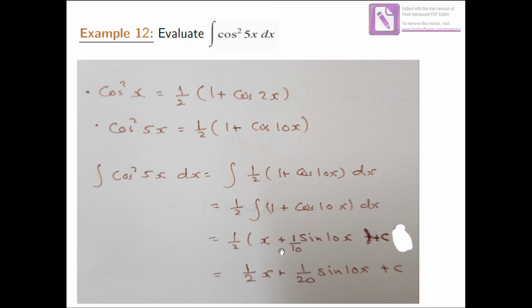So half multiplied by x will be half x. Half multiplied by sine 10x over 10 will give us 1 over 20 sine 10x plus the constant c.